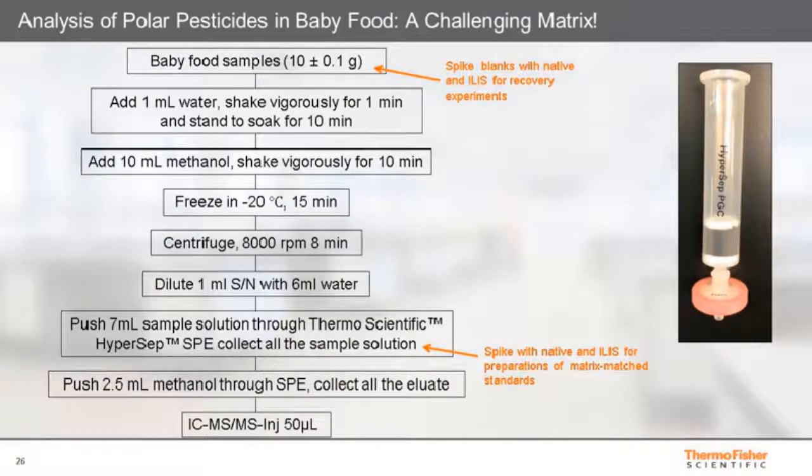By contrast, baby foods purchased in China proved to be a very challenging matrix. So much so, we needed to modify the SPE cleanup step and inject 50 microliters instead of 25 microliters. We also used Hypercarb PGC instead of OnGuard reverse phase SPE.